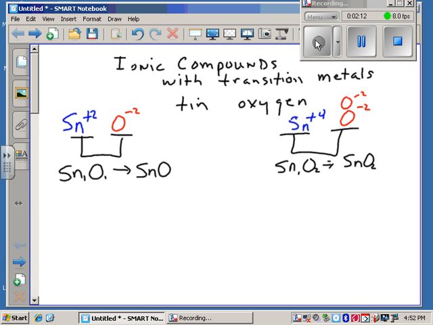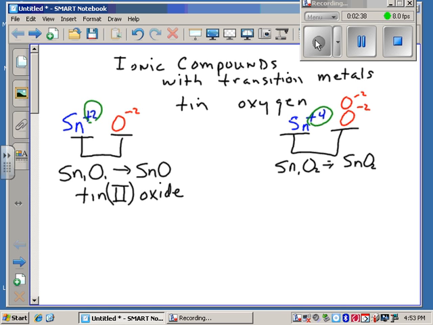So there has to be a way for chemists to tell each other which one of these are you using. Are you using the +2 cation or are you using the +4 cation? So the way that we do this in the naming is that we would go ahead and write the name for this to be tin, Roman numeral 2, oxide.